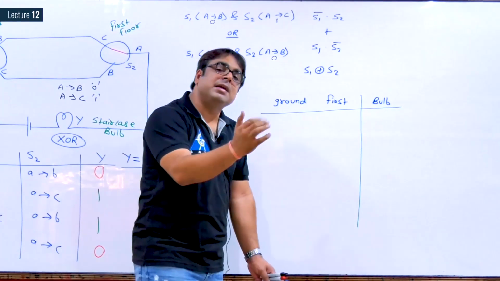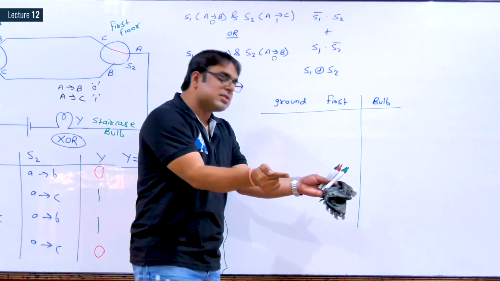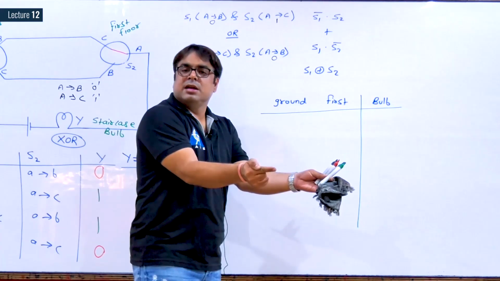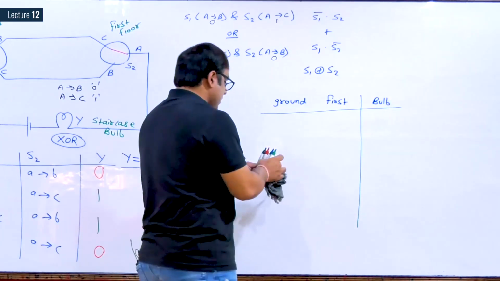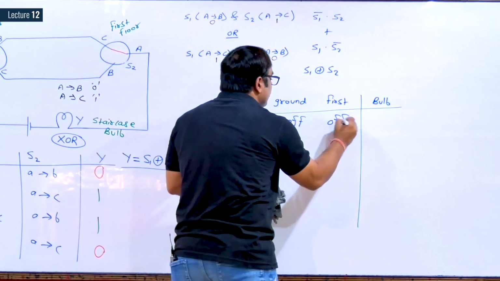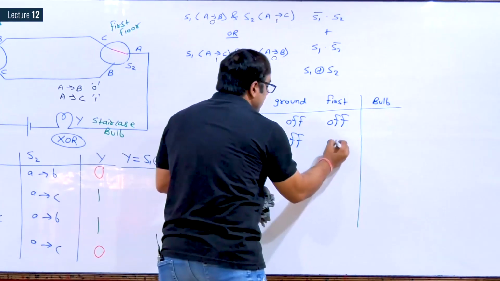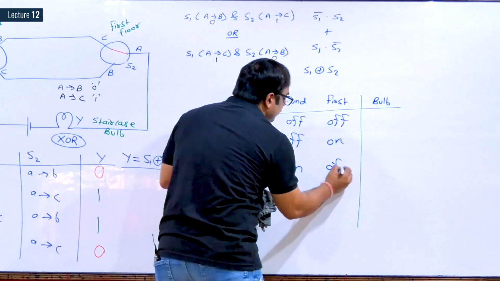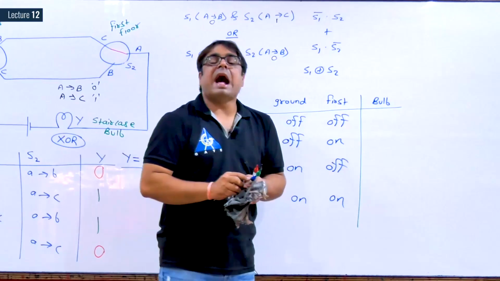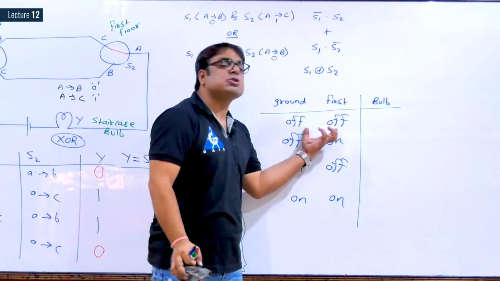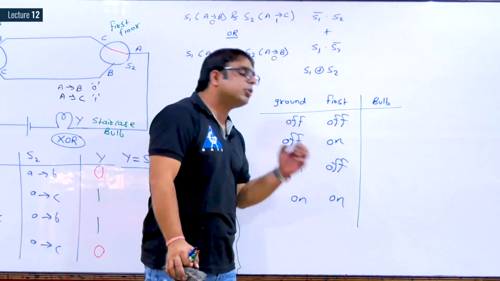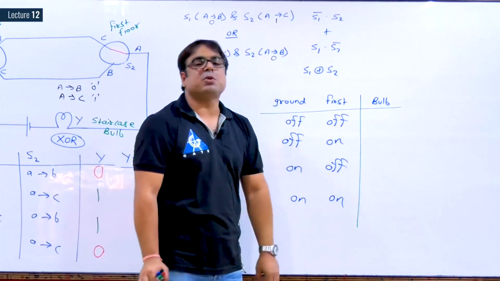But inside, what is happening? Inside, the logic is checking the state of both the switches. Two switches means four conditions are possible. These are the four conditions. Either you can make both the switches off, or you can make one of them on, or you can make both of them on. These are the four possible states.